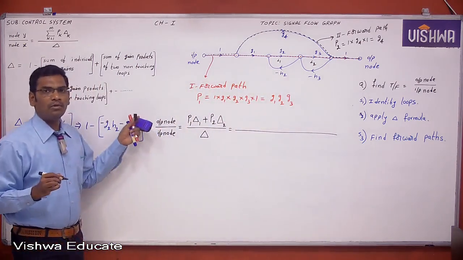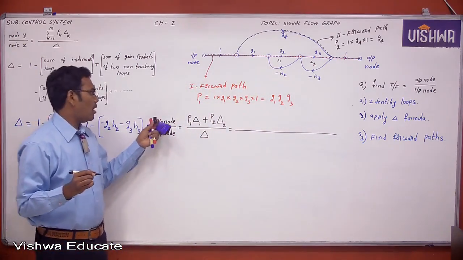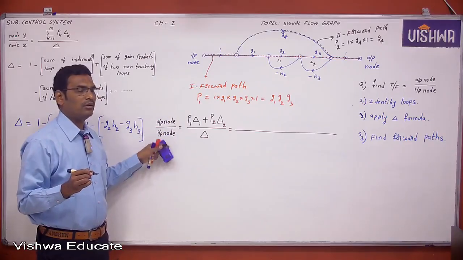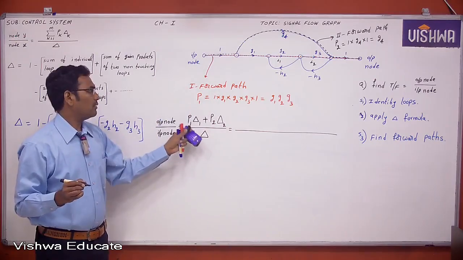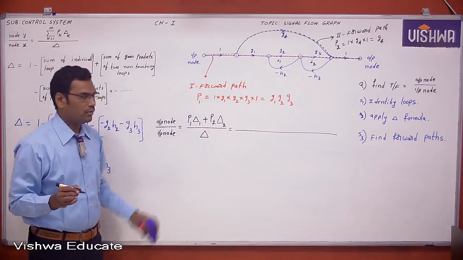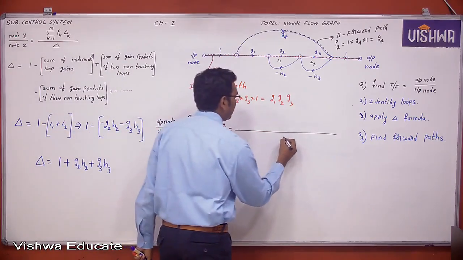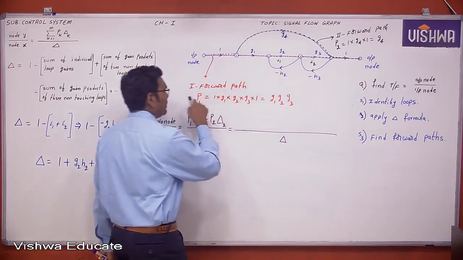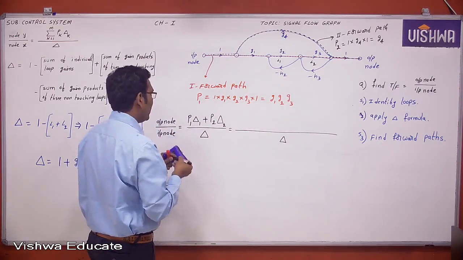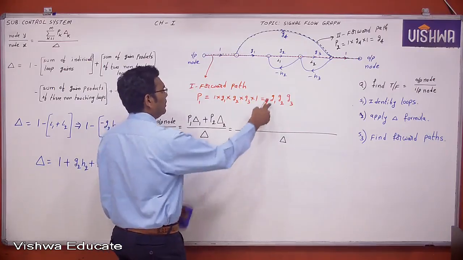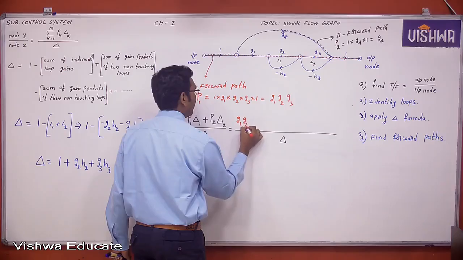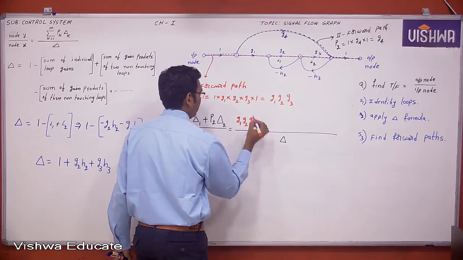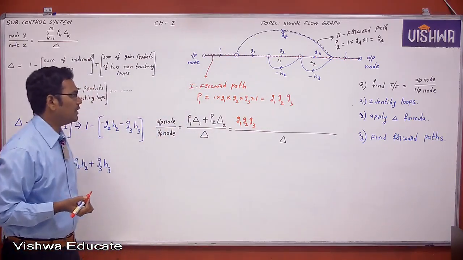Now, this is the output node to input node ratio. This is the forward path P1 delta 1, P2 delta 2. Okay, now delta is already calculated. Now, see here, what is P1? The first forward path gain which you already calculated. What is the first forward path gain? This is the first forward path gain, G1, G2, G3.